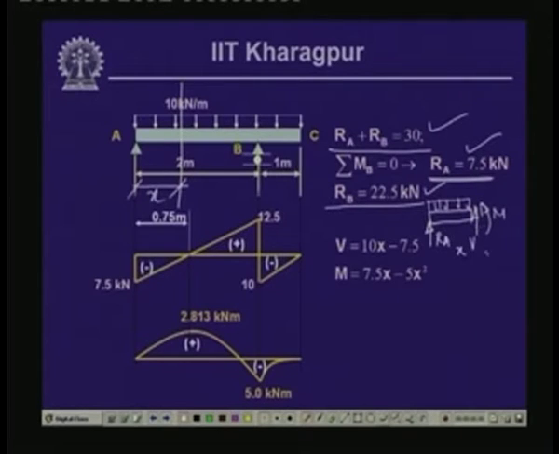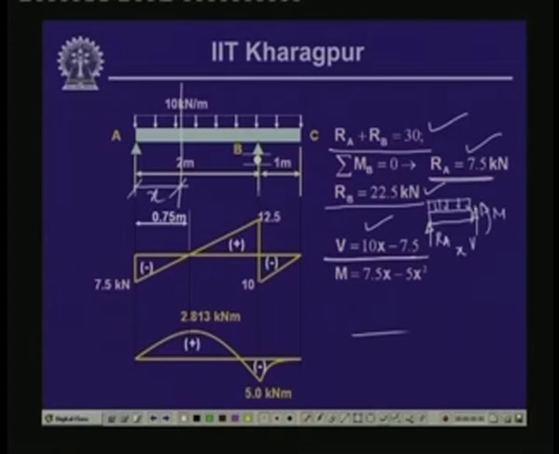So, if we take the equilibrium of the vertical forces, then we have V plus Ra minus 10 into x, this equals 0. So, this gives us V equals 10x minus Ra, where Ra is 7.5. So, this is the expression which we get, V is equal to 10x minus 7.5.